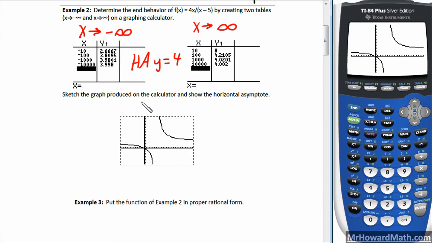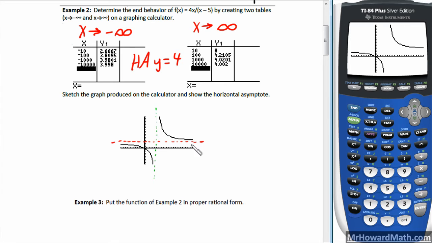So it says sketch the graph. Okay, here's the graph, and show the horizontal asymptote. Alright, well, it's probably a good idea that we sketch in the vertical asymptote as well, because we can see that, and we have discussed that in previous videos. So there's a vertical asymptote right here, and then there's a horizontal asymptote right here.